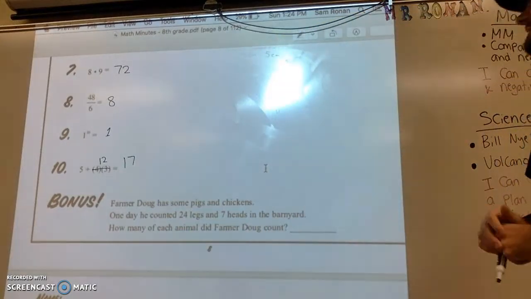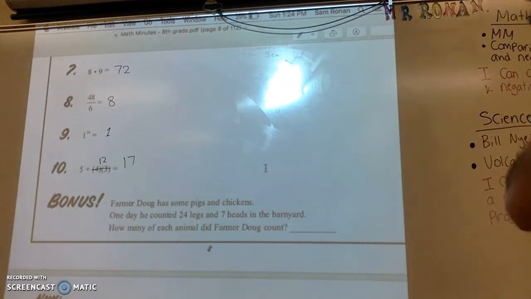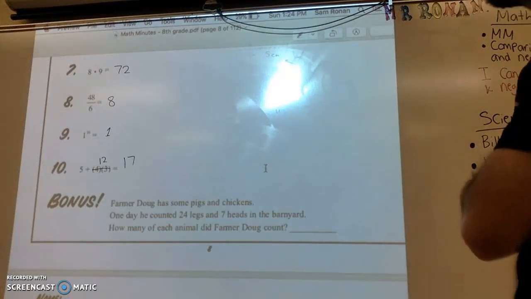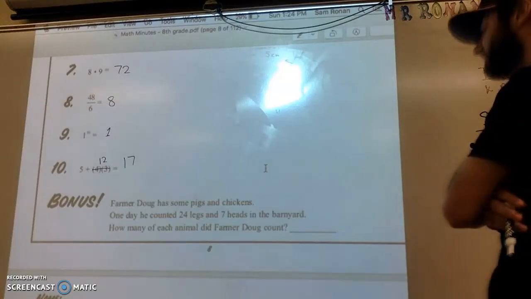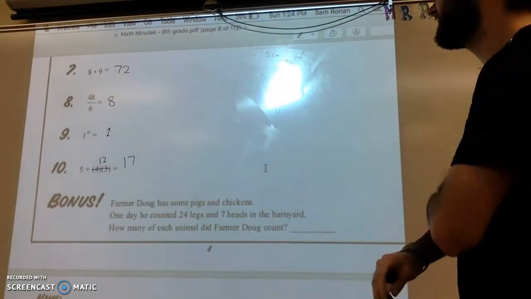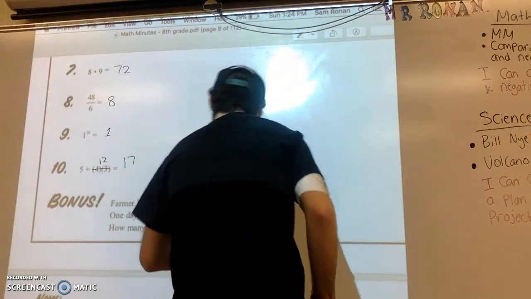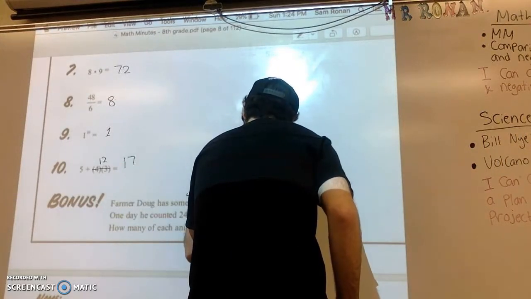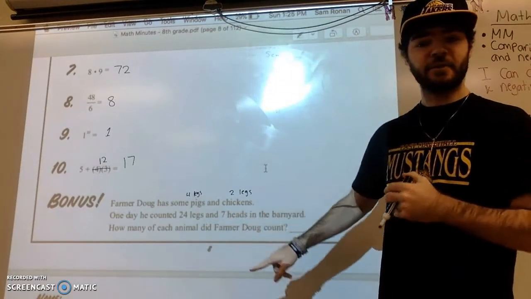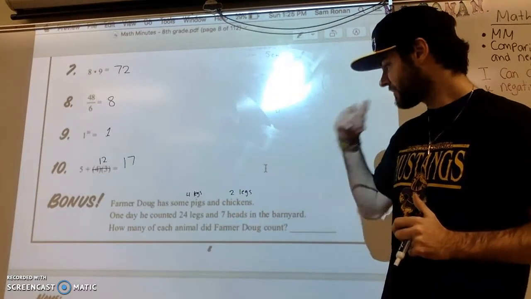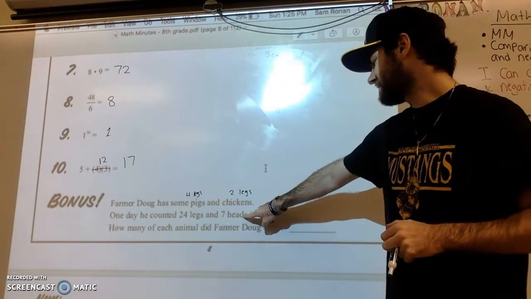Okay, there is a bonus question here. Let's look through this real quick. It says, Farmer Doug has some pigs and chickens. One day he counted 24 legs and 7 heads in the barnyard. How many of each animal did Farmer Doug count? Okay, so we know that pigs have 4 legs. Chickens have 2. And if there's 7 heads, unless Farmer Doug's got some chickens with 2 heads or some pigs with no heads, we're going to assume that there's 7 total animals here.